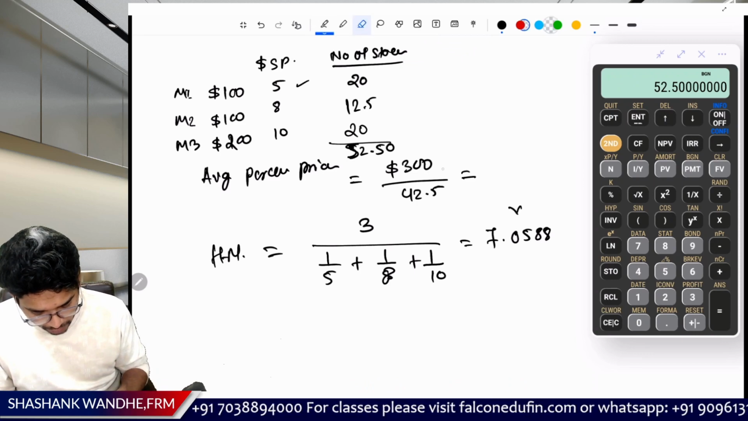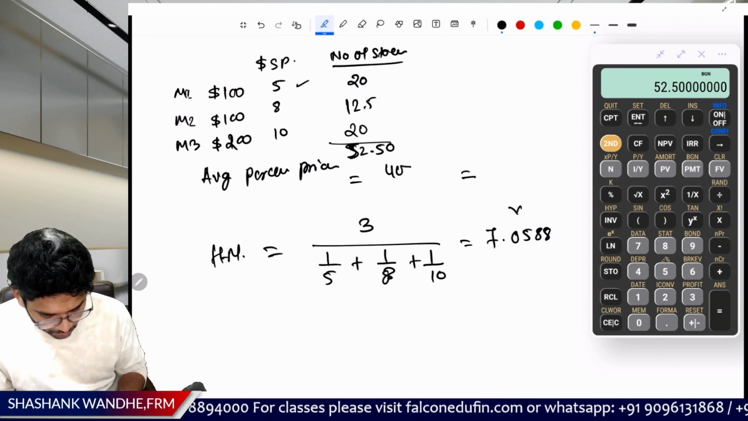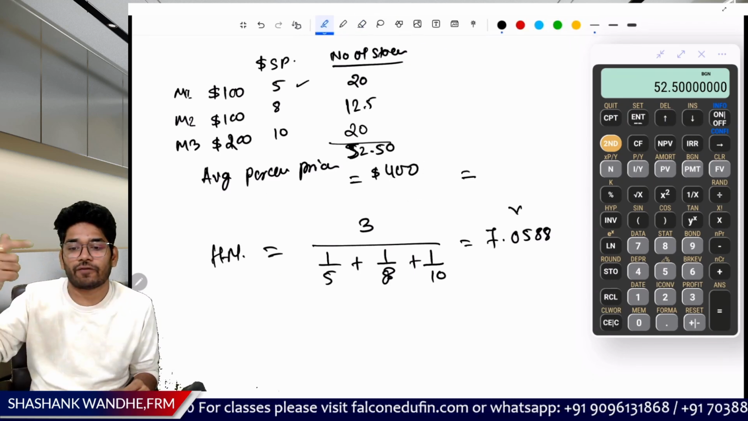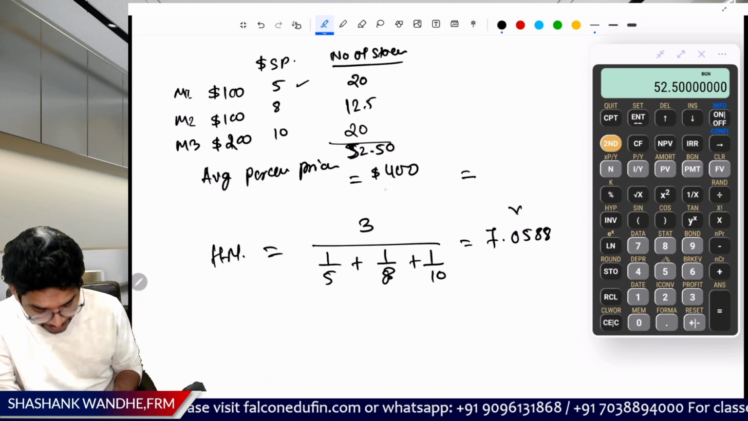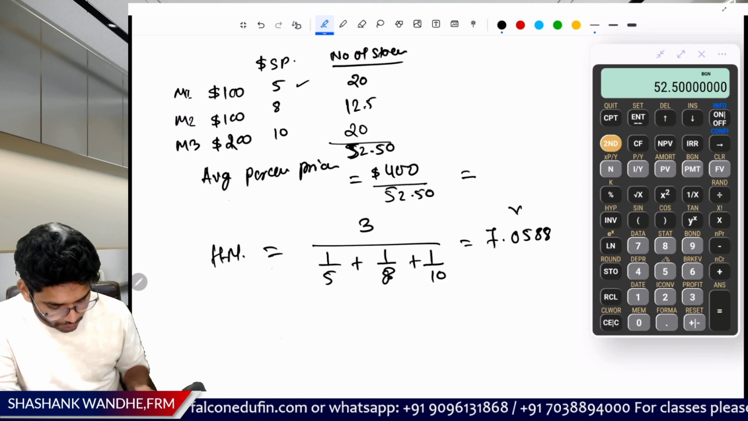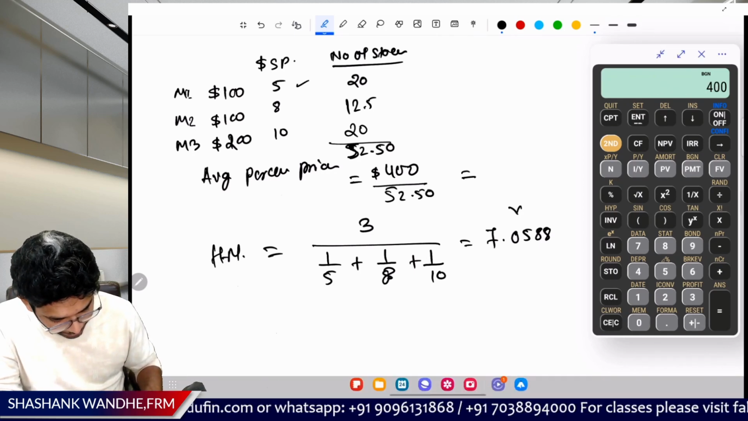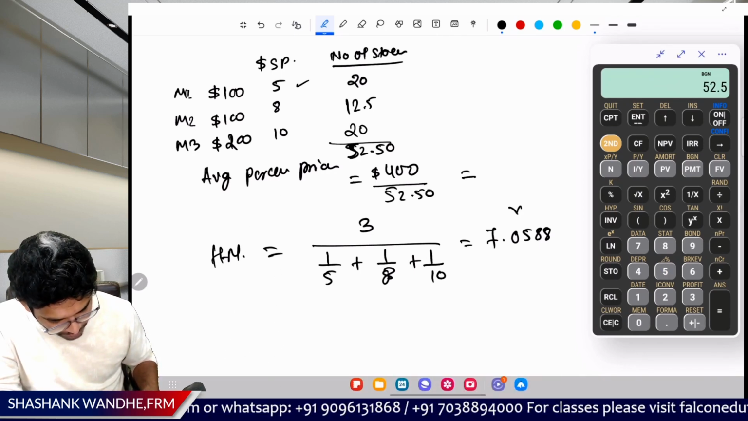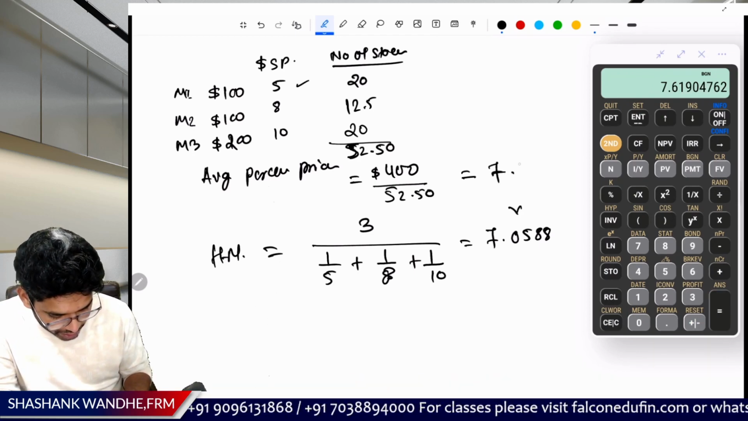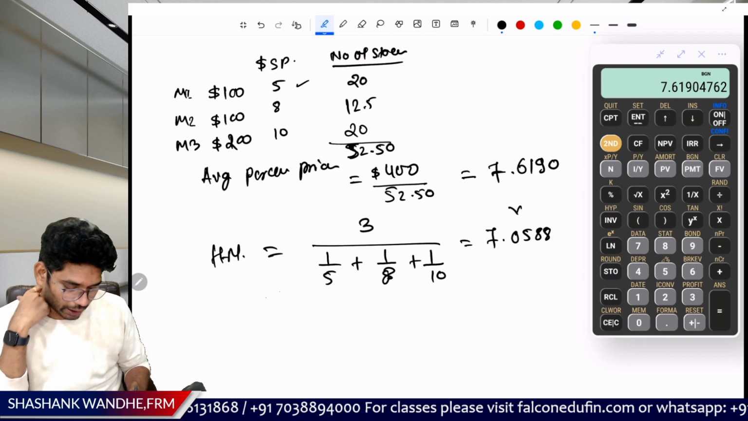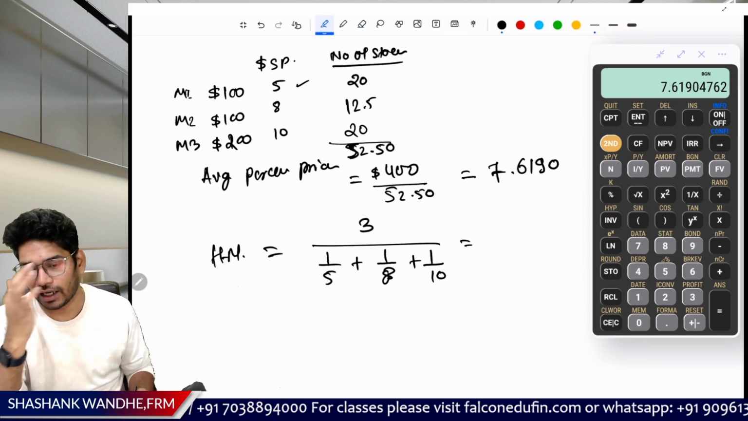52.50. Now here average purchase price will be $400 because we invested total 400. So 100 in first month, 100 in second month, and 200 in the third month. Total 400 divided by 52.50. So 400 divided by 52.50 is equal to 7.6190. Now, how to tweak this formula?